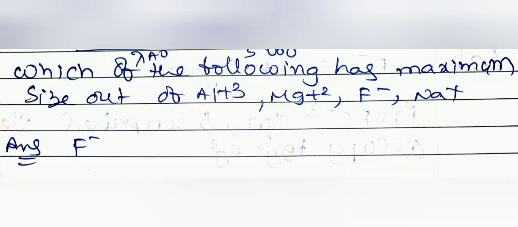Next question is based on isoelectronic ions, which is a very important topic. So among the isoelectronic ions, we know the anion has more size when compared with the cation, right? So here among the given isoelectronic ions, F minus has maximum size.